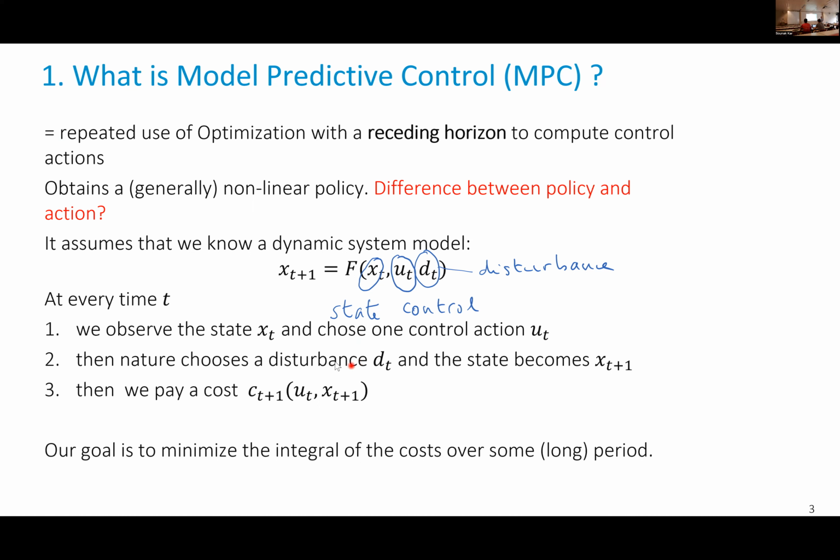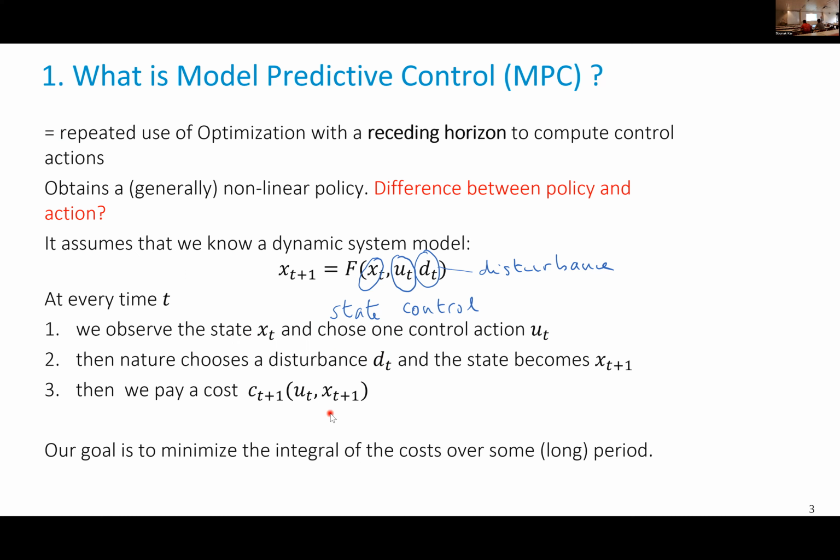Like last week, nature will play after us a disturbance. And as a result of our action and the disturbance, the state becomes something else, which is the same thing we've seen last week, except now we have time added to the variables. The next state is a function of the current state, the control decision we took, and the disturbance that came after. So it's important to remember that in this mental model, things happen in this order. First, we observe the state, then we choose a control action, and later, against us or with us, we don't know, non-coordinated with us, the disturbance will be played.